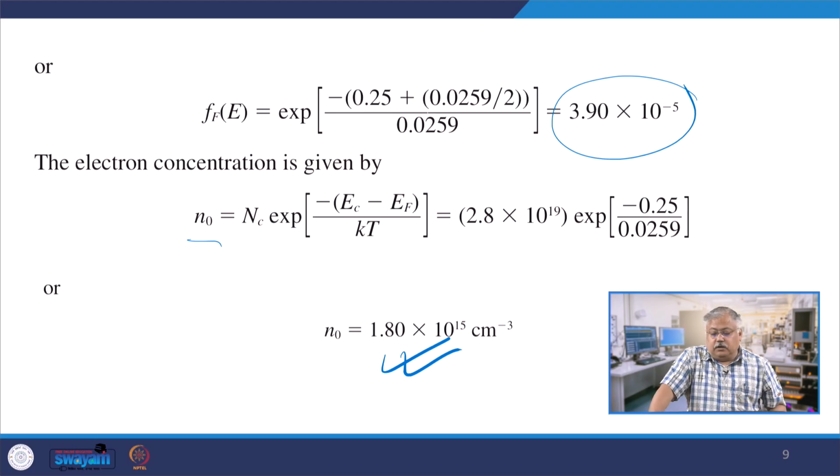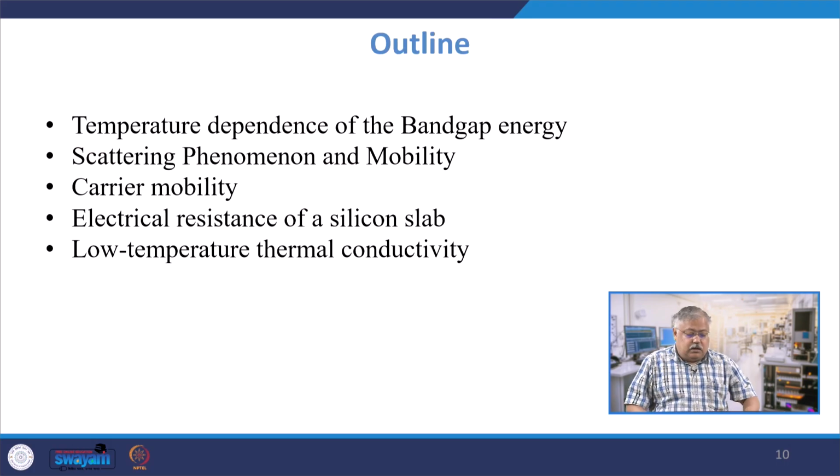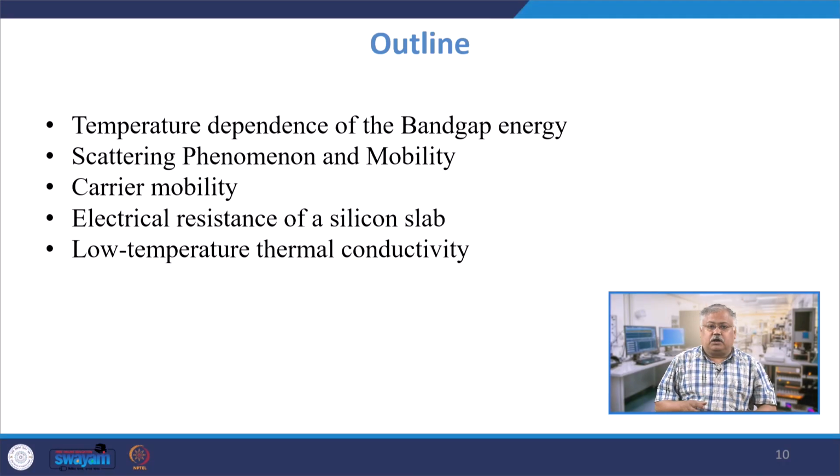It is just 3.9 into 10 to the power minus 5, a rare electron, which means that most of the electrons will be occupying the lower energy states, near the conduction band edge. So, this takes care of our understanding of variation of temperature and its effect on the carrier concentration. What we will do now is start looking at the temperature dependence of band gap energy, carrier mobility, and low temperature thermal conductivity.